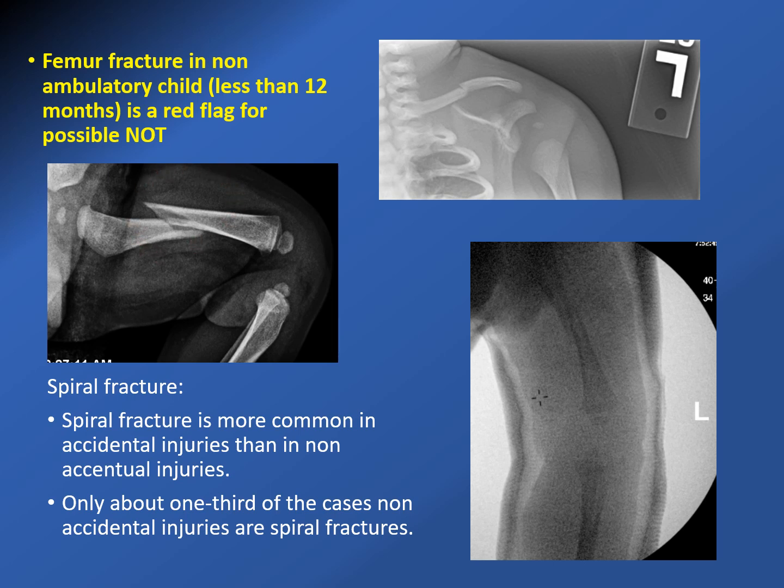Regarding spiral fracture, actually most of the non-accidental trauma fractures are not spiral. It's only 1/3 of the cases of non-accidental trauma that are spiral fractures. And spiral fracture actually is more common in accidental injury than in non-accidental trauma. So despite that the spiral fracture is something that we usually talk about frequently, it's actually more common in accidental trauma, and it's only 1/3 of bone fractures in non-accidental trauma or child abuse that are spiral fractures.